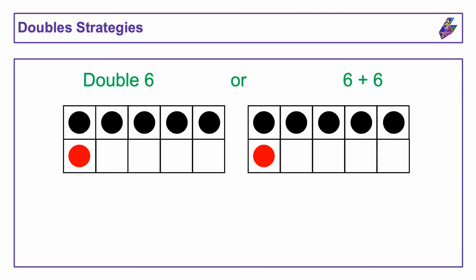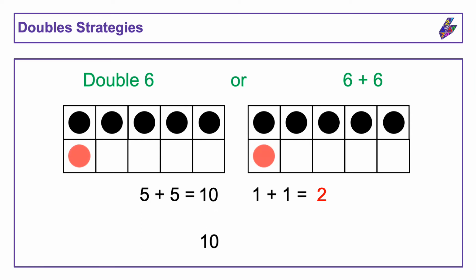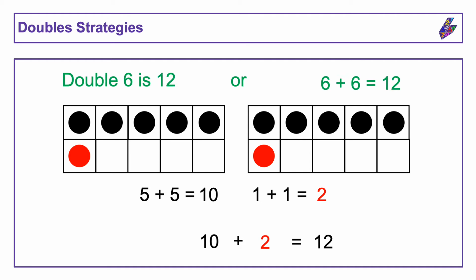One way we could show this is 6 made up from 5 and 1 repeated twice, as you can see here. I can use other facts I already know to help me work out 6 plus 6. So I might be able to see 5 plus 5, which I might know equals 10, and 1 plus 1, which I might know equals 2. I can then combine these two facts to get 10 plus 2, which equals 12. So double 6 is 12, and 6 plus 6 equals 12.